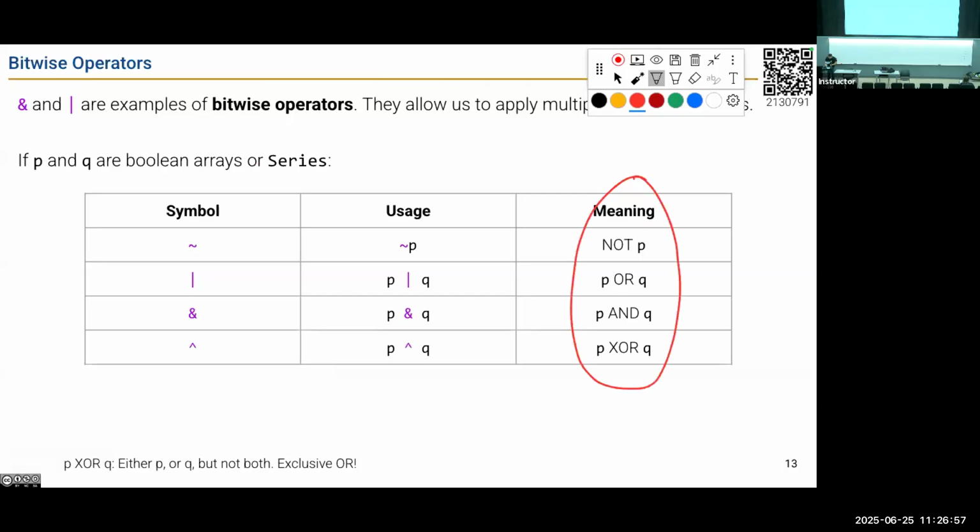You might not know exclusive OR. Exclusive OR just means, is the one on the left true? Is the one on the right true? But they both can't be true. We're excluding the case where they're both true. That's XOR. But by and large, you're going to be using these first 3.